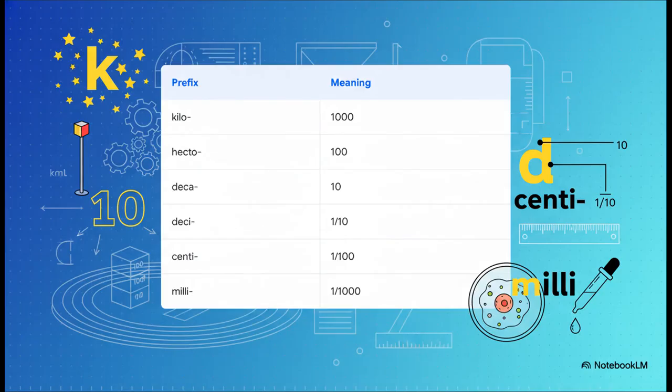Here it is. This is basically the decoder ring for everything. There are just 6 key prefixes you need to know. Kilo, that always means 1,000. Hecto is 100, and deca is 10. Then we go smaller. Deci is 1/10. Centi is 100th, and milli is 1,000th. Seriously, that's it. This is the entire code.